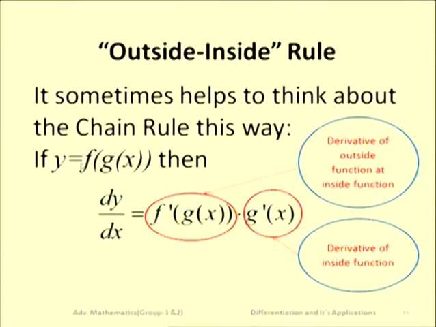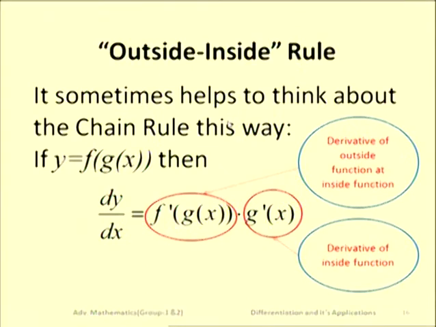How? If y is a function of x, y is f of g of x, then the derivative of y with respect to x is equal to f dash g x into g dash x. Now this f dash g x is the derivative of the outside function. The outside function is f and the inside function is g. So this first encircled quantity is the derivative of the outside function at the inside function. We keep the inside function as it is and differentiate the outside function, and then multiply by the derivative of the inside function with respect to x. So this is g dash x. This is called the outside inside rule.